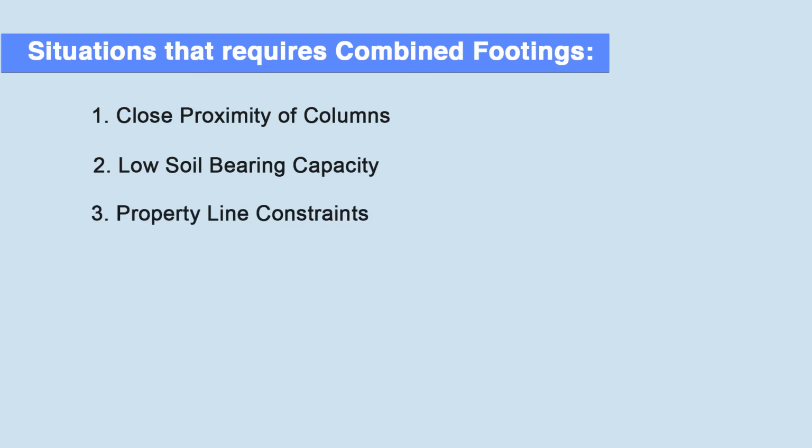Third is property line constraints. When a column is located near a property line, the available space for the footing may be restricted on one side. A combined footing in such a case enables the load to be distributed within the limited space, ensuring that the structural integrity of the building is maintained while respecting property boundaries.